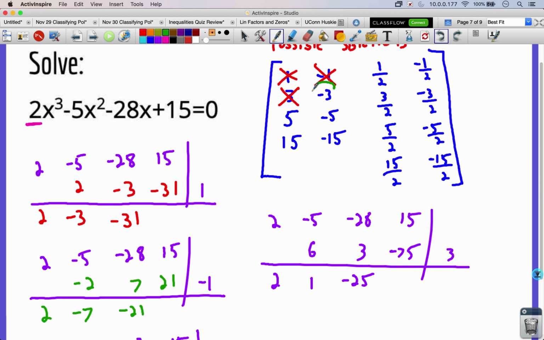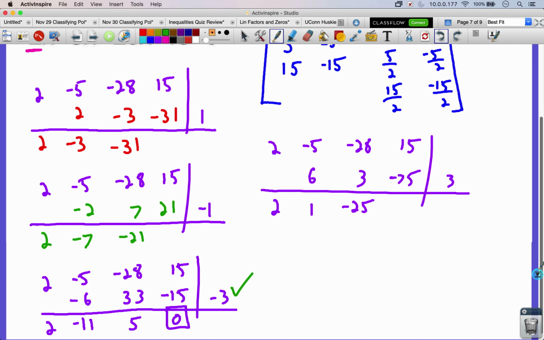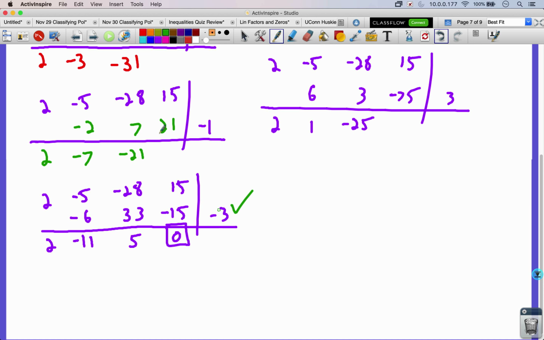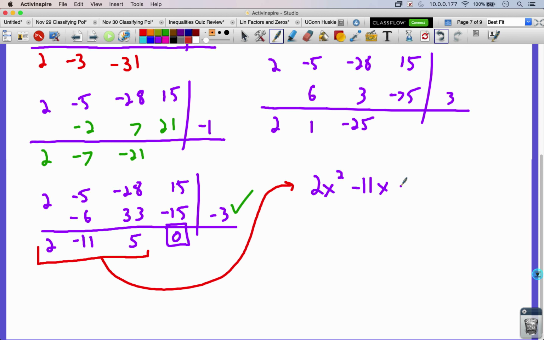We'll come back up to our list, circle it, put a little check mark next to it. So we found one. We don't have to now keep checking the rest of them, because at the same time as finding this one, we shrunk our cubic down to a quadratic. These numbers here at the bottom of synthetic division become the new coefficients for a new quadratic. 2x squared minus 11x plus 5 equals 0.